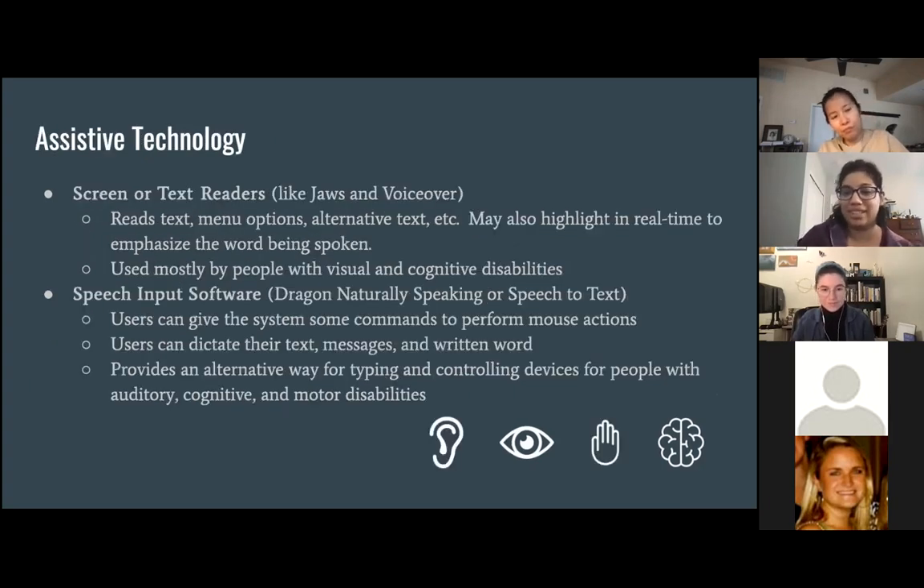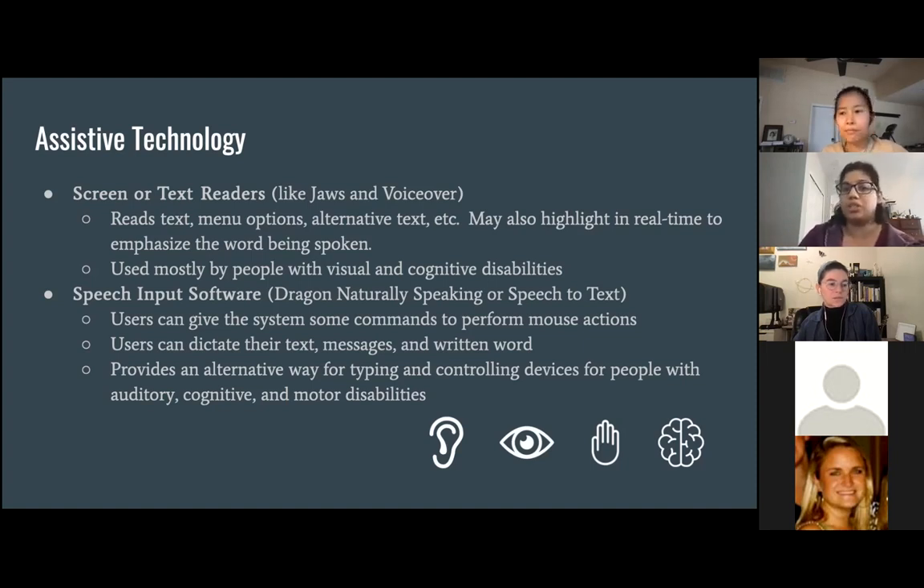Yeah. Okay. And then I kind of want to talk a little bit about different types of assistive technology. That's all the different ways that we can design, and these are what we're designing for. So there are screen or text readers. Some of them are already on your phone for accessibility, but there are also additional apps like JAWS and VoiceOver that users can install on their devices to help them navigate the web. Typically used by people with visual and cognitive disabilities.